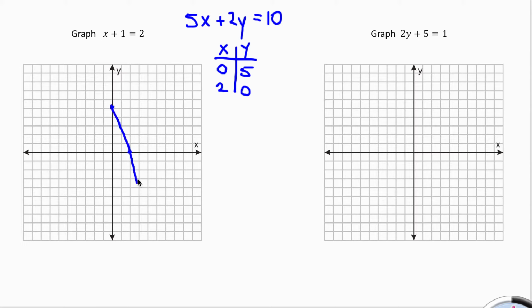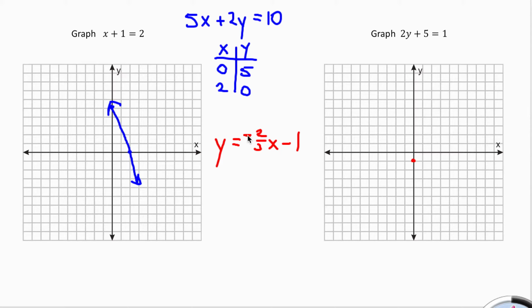Draw a line through them. Imagine that's a straight line. Not too good at drawing a straight line, much less on this contraption. Okay, so what if we had y equals negative 2/3 x minus 1? Hey, if it's solved for y, this is my y-intercept. On the y-axis, I put a point at negative 1. And then my slope is negative 2/3.